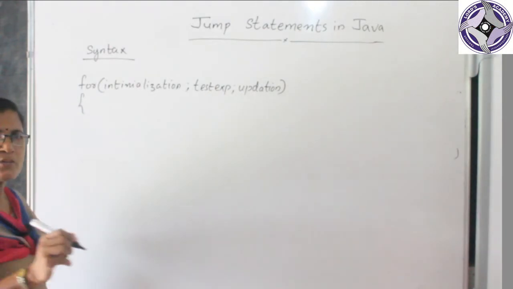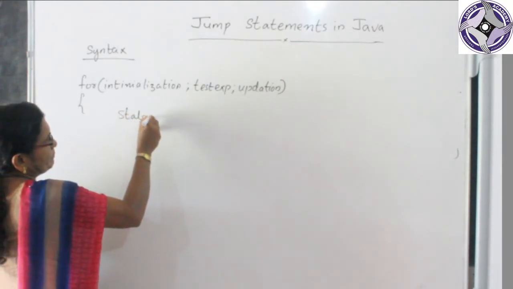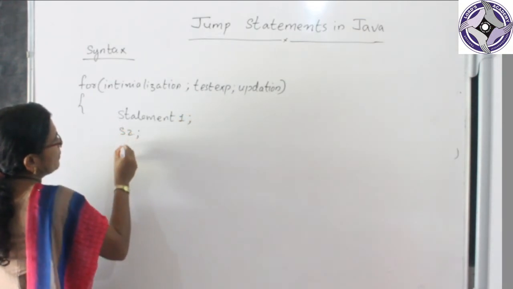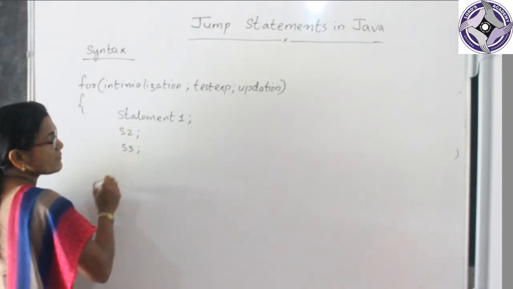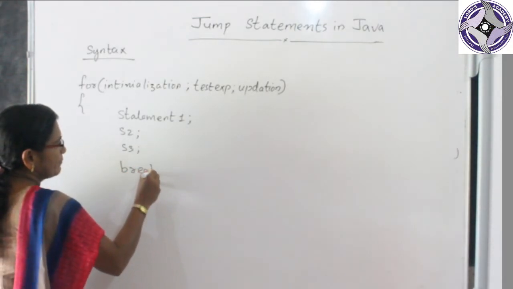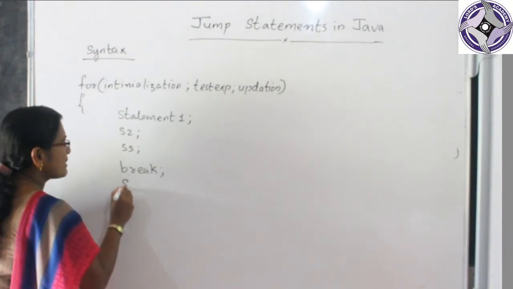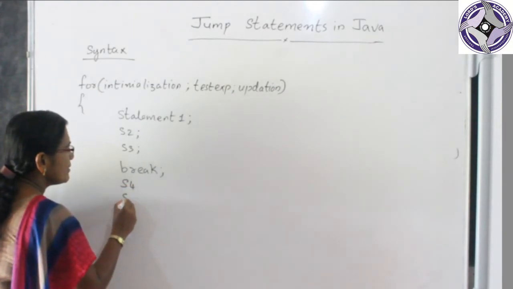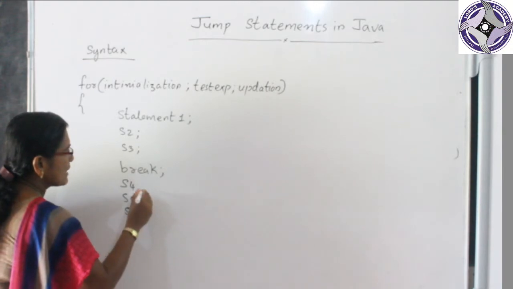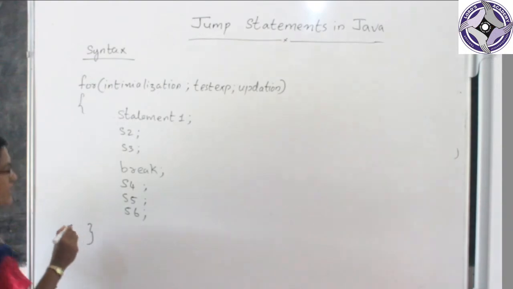There are a number of statements given inside the loop's body. Statement 1, statement 2, statement 3. After that, the break command is given. After the break command, some more statements are given: statement 4, statement 5, statement 6. Some more statements are given after the break command, and the loop's body is closed.